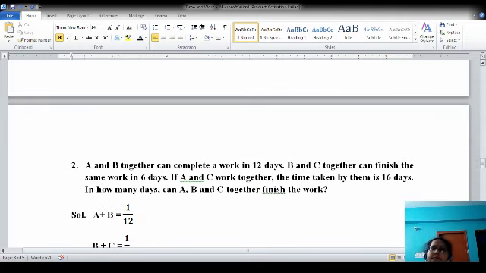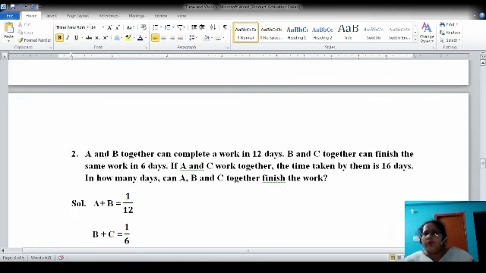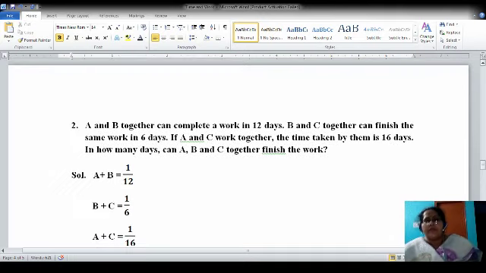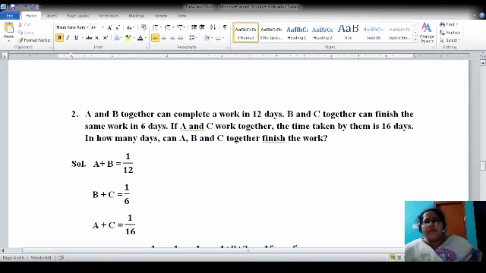As we have already used the formula, I'm just writing it quickly. A plus B, the time needed by them is 12 days. So in one day A plus B can do 1 by 12 of the work. Similarly B plus C is 1 by 6, and A plus C, they take 16 days, so the amount of work done in one day is 1 by 16. Now if we add up these 3 equations, you see A appears twice, B twice and C twice.